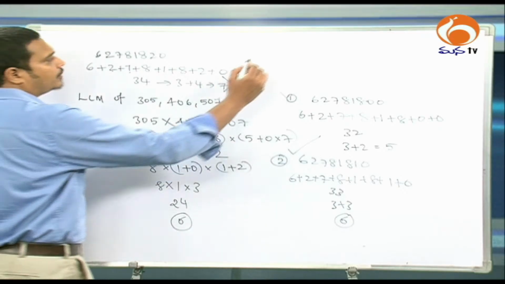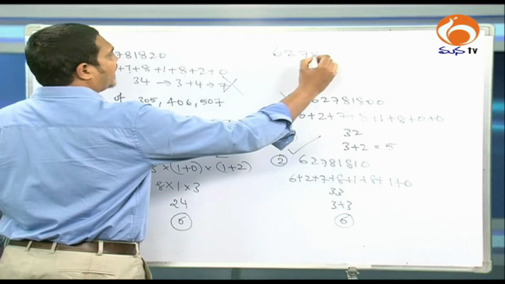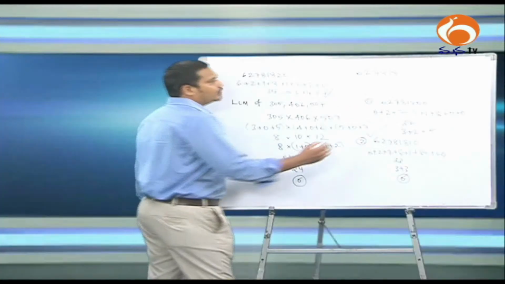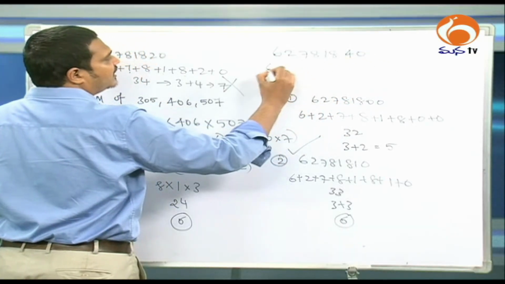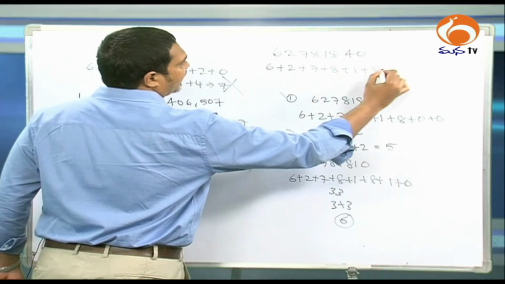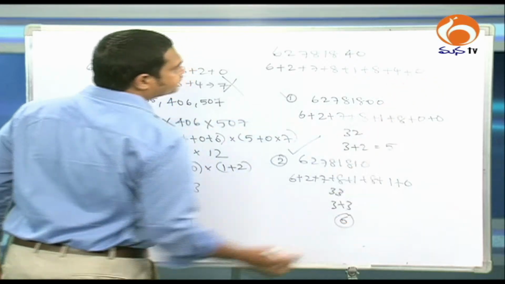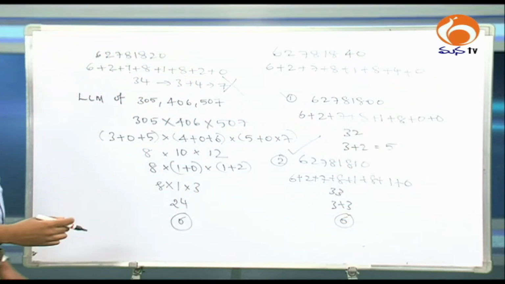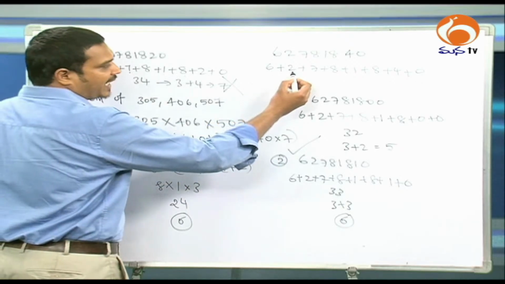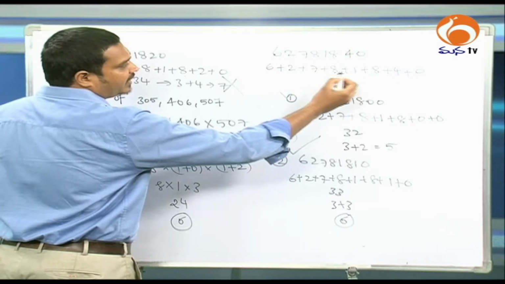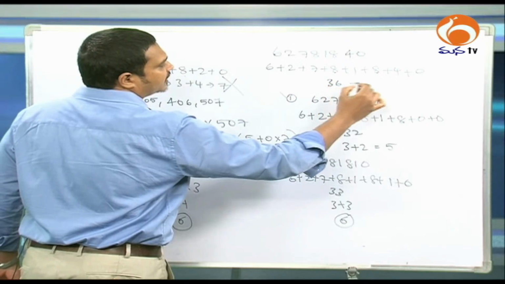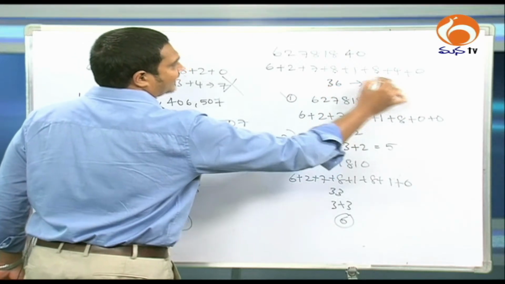Now let's go with the last option, which is 627818, what is that, 40 or 30? Let's check. It's 1840. The fourth option, the same thing here: 6 plus 2 plus 7 plus 8 plus 1 plus 8 plus 4 plus 0. I repeat, 6 plus 2 it is 8, 8 plus 7 15, 23, 24, 32, 32 plus 4 is 36, whereas 3 plus 6 it's obviously 9.